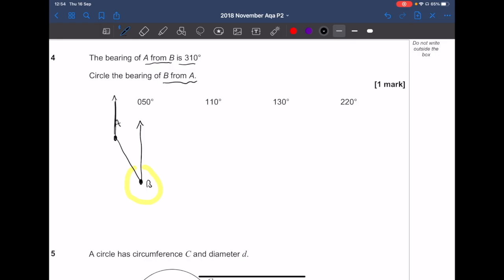So what will this be? The question is asking you to work out this. If the whole thing is 310, that means this is 50. So from 50, what's missing? You've got co-interior angles. Remember, these two angles add up to 180. So therefore what's missing is 130 degrees. So that's what we take out: 130.